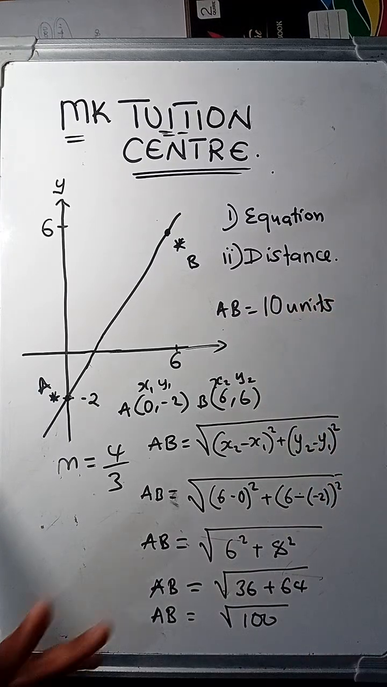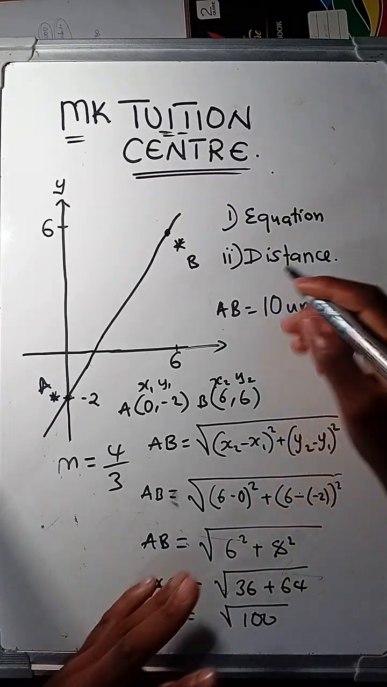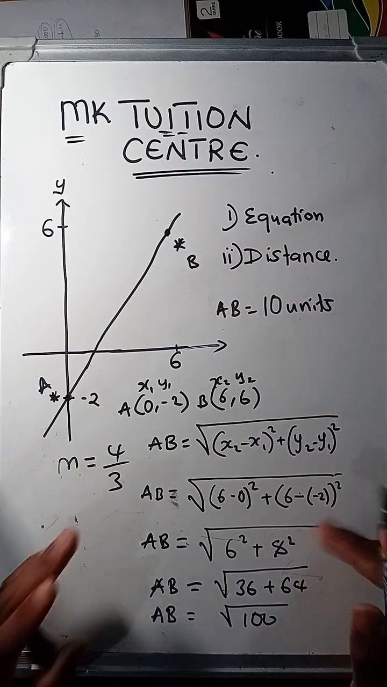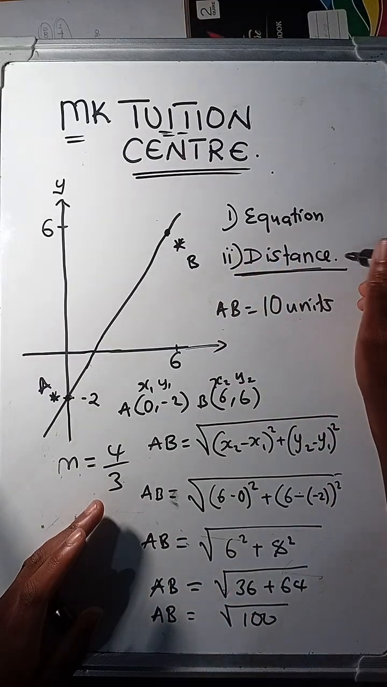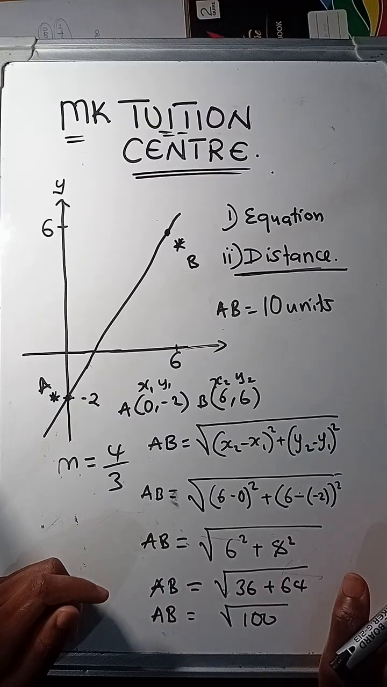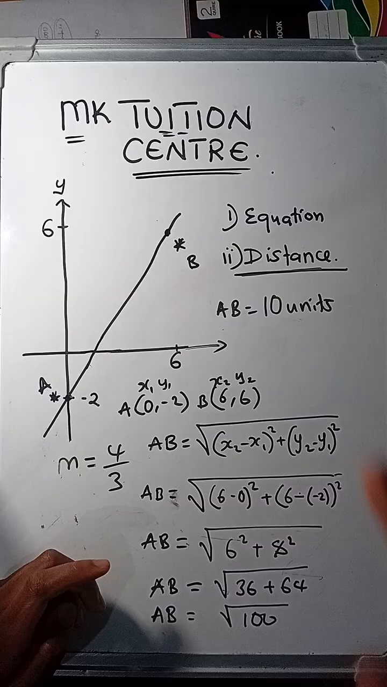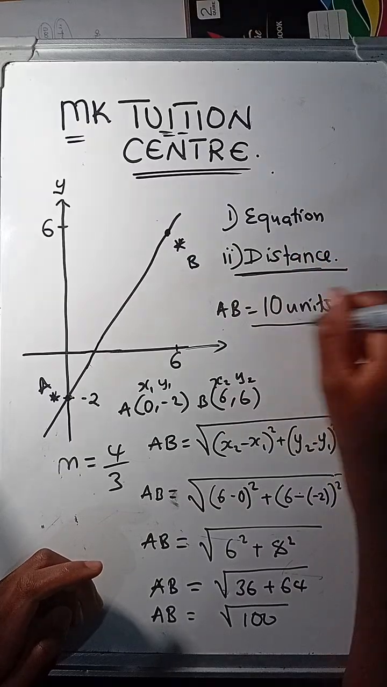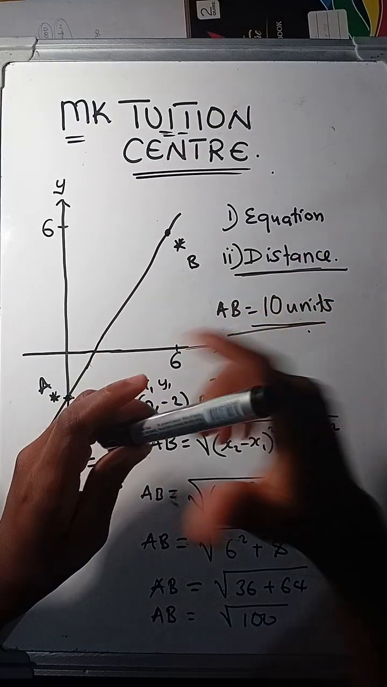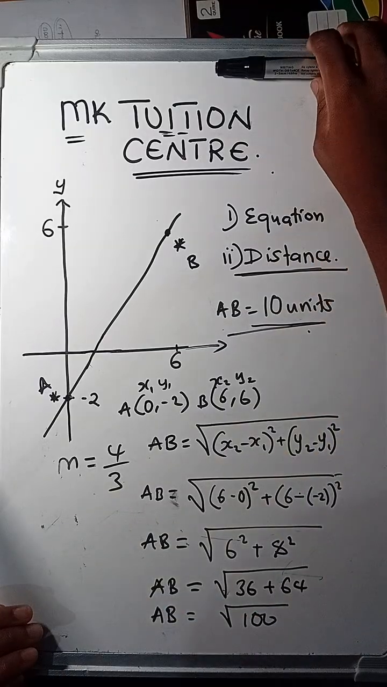Some might say, why are we not having plus or minus? Look at this, we are looking for distance, and distance can only be positive, unless we're talking about displacement, but in this case we're referring to distance, which can only be a positive value. So that's how it is done.